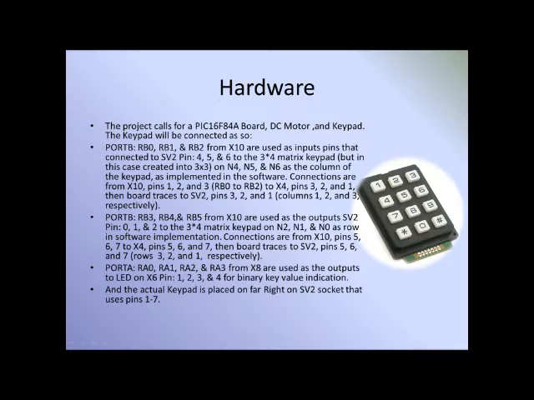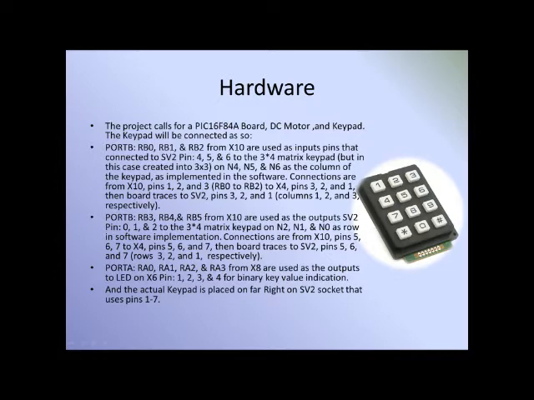Port B, RB3, RB4, and RB5 from J10 pins are used as the outputs of the SV2 pins 0, 1, and 2 to the 3x4 matrix keypad on N2, N1, and N0 as rows in the software implementation. Connections are from the J10 pins 5, 6, and 7 to the J4 pins 5, 6, and 7. Then the board traces the SV2 pins 5, 6, and 7, which are rows 3, 2, and 1 respectively.